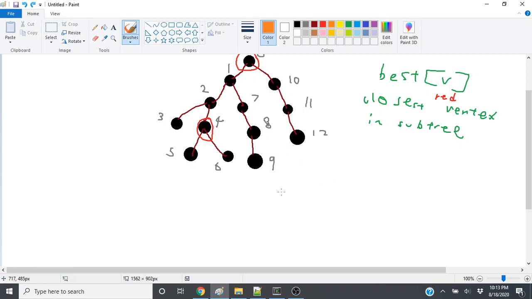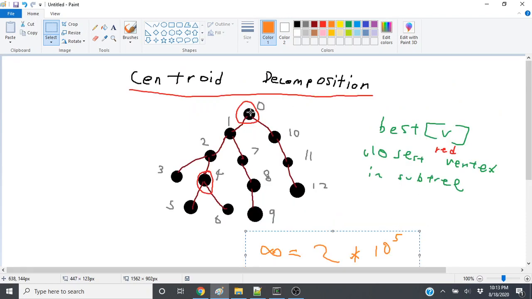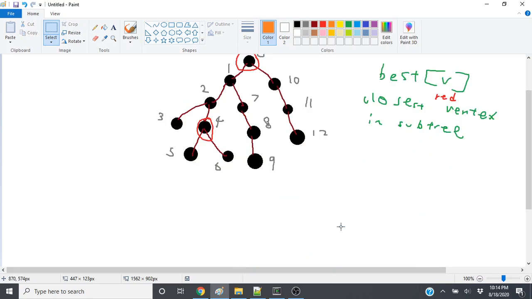Because the constraints are 10 to the fifth, you can treat infinity as any distance that's never going to occur in the tree. So for example, I use 2 times 10 to the fifth because that's bigger than every possible path length that will ever exist. And because there's always at least one red vertex, we'll guarantee that we'll always have an answer that isn't this. So infinity can be whatever you want as long as it actually behaves like infinity.